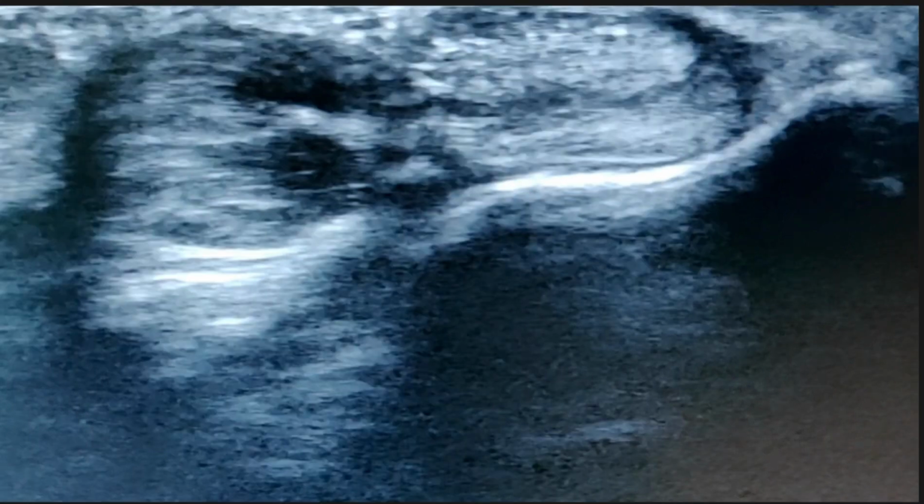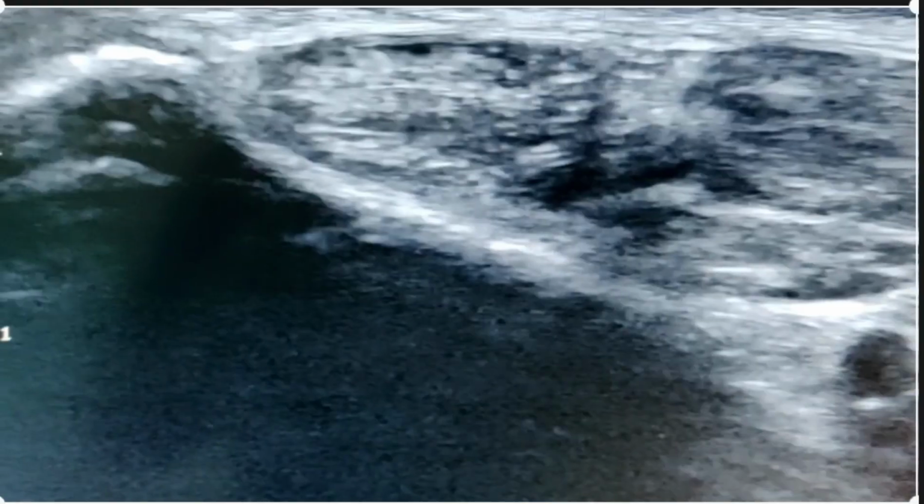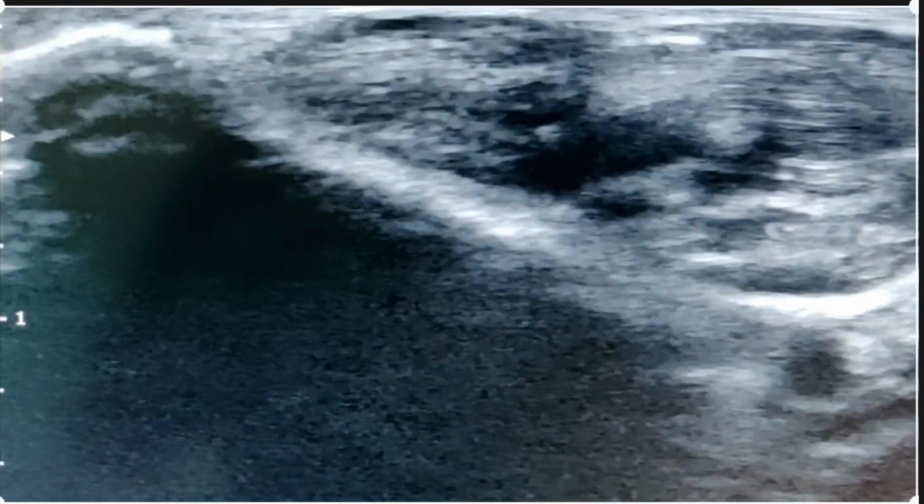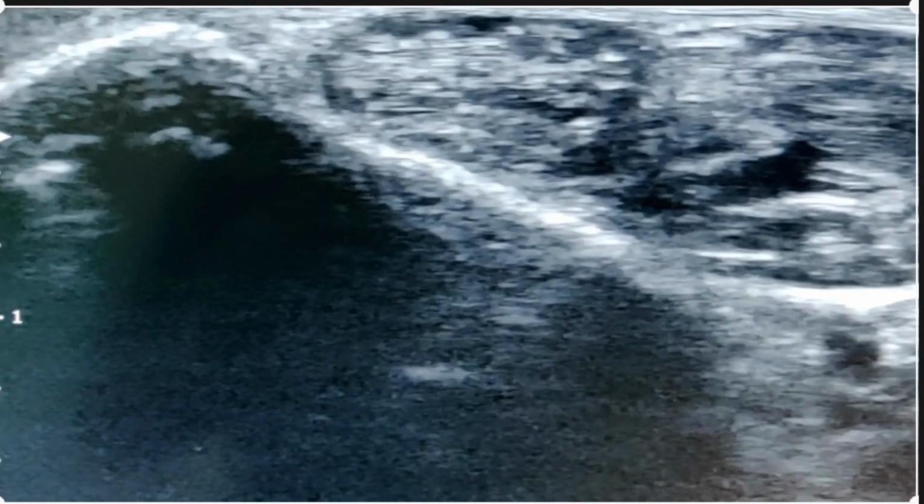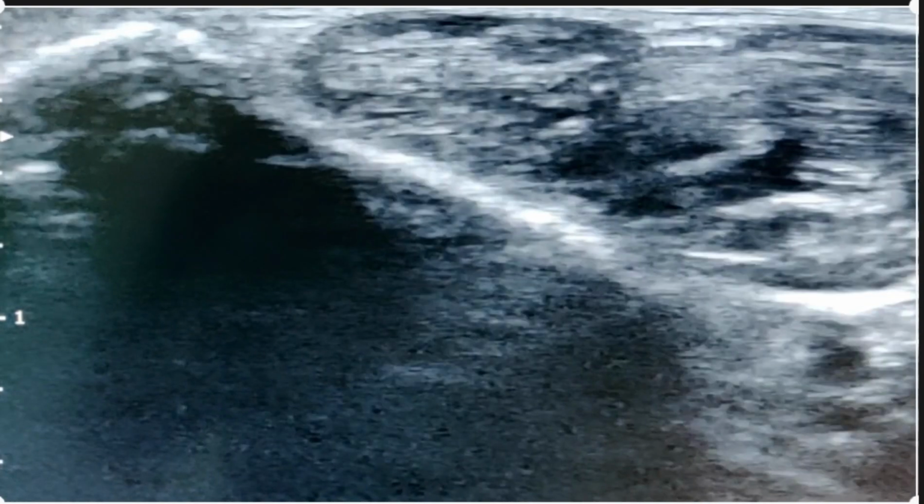So here in this video, we're back to the left side of the ankle. Here on the symptomatic side, again pointing out the peroneus longus tendon on top of the peroneus brevis tendon.